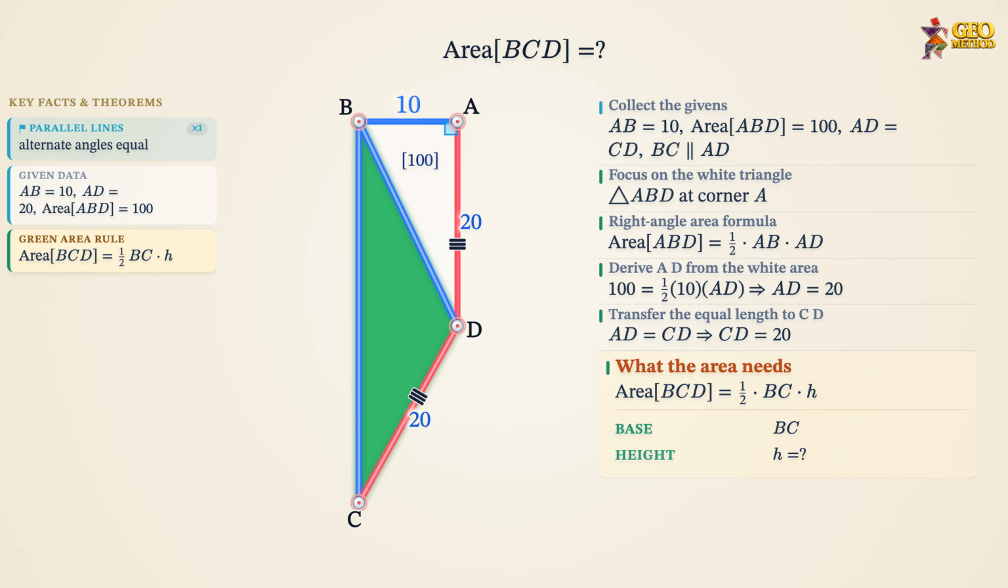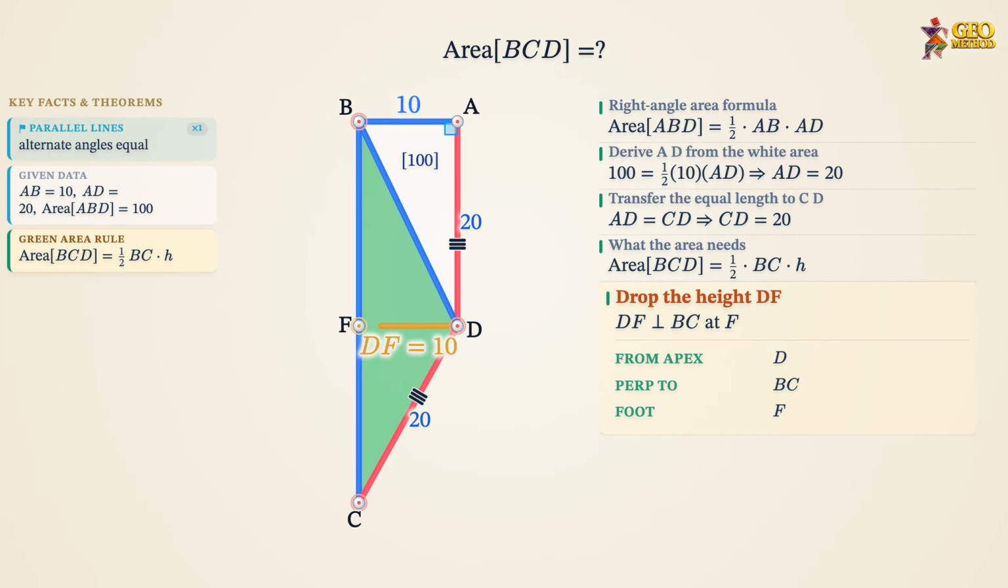The area of any triangle is 1/2 its base times its height. We already have a base, segment BC, so the one missing piece is the height, the straight across distance from the apex D to the base. Let us construct it. Drop a perpendicular from the apex D straight across to the baseline BC and mark the foot where it lands as F. The segment DF is, by construction, the height of the green triangle. Now we need its length.